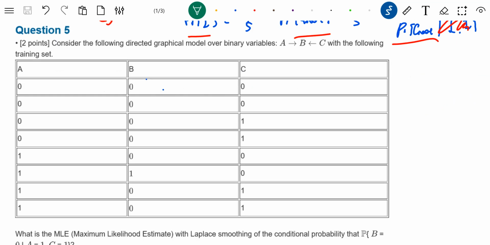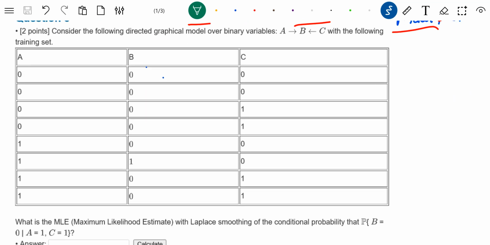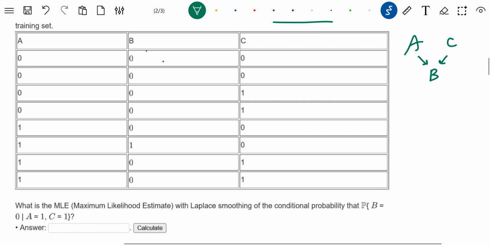Okay, so the next one, we are estimating the conditional probability of a Bayesian network like this. So it looks like A and C pointing to B. And the question is asking about B given A, not B given A and C.